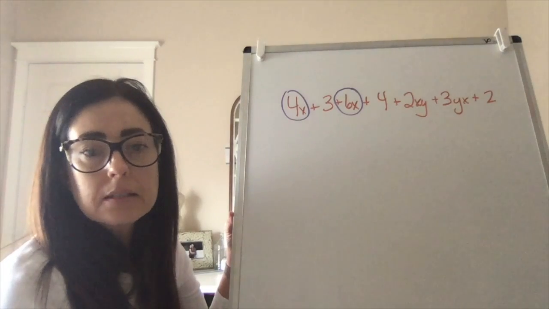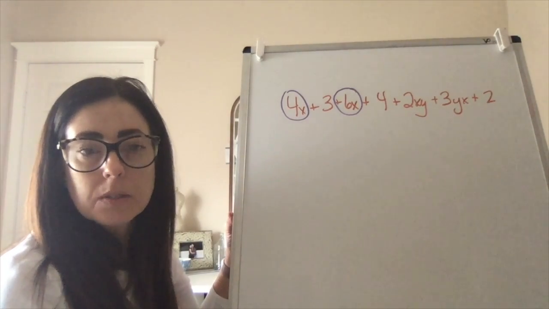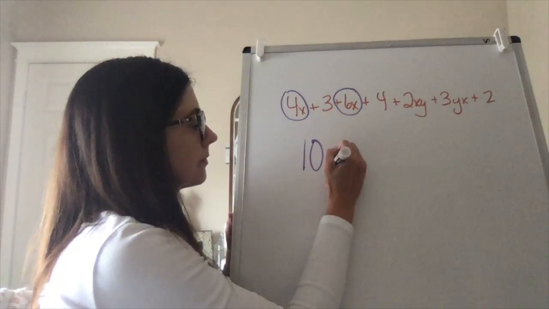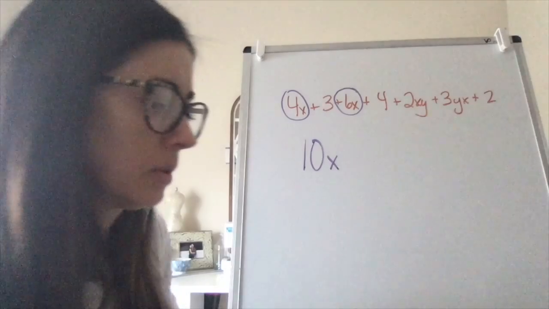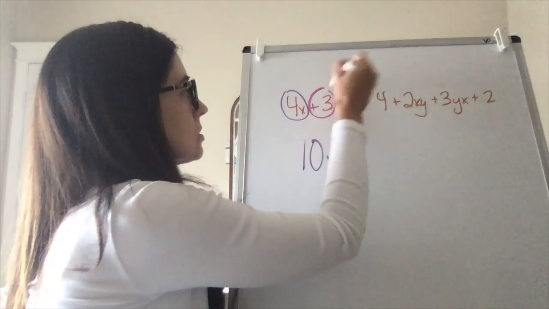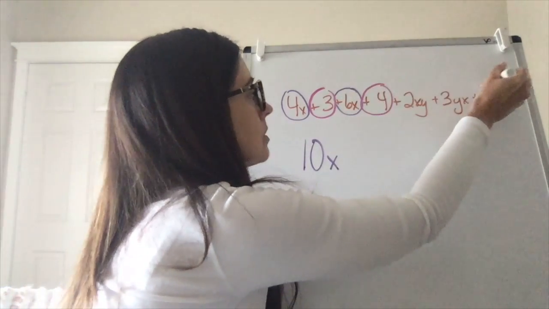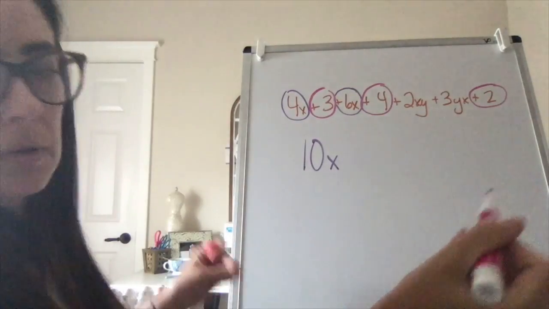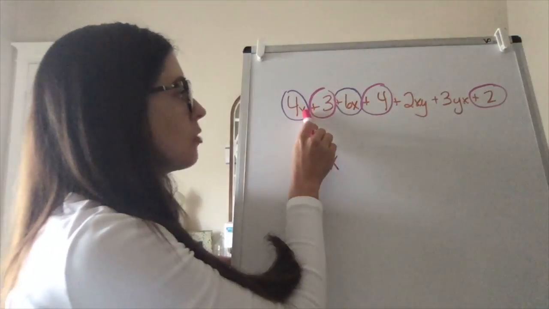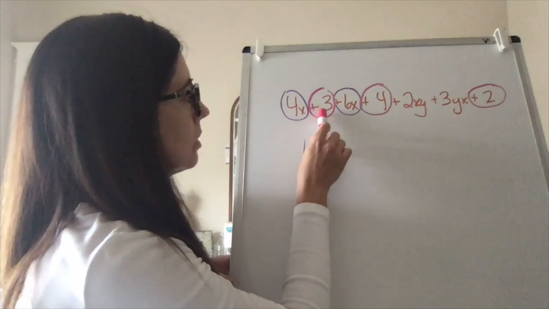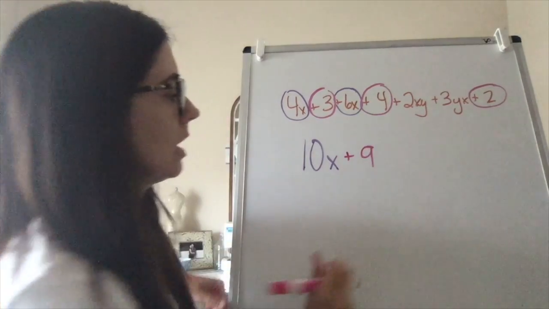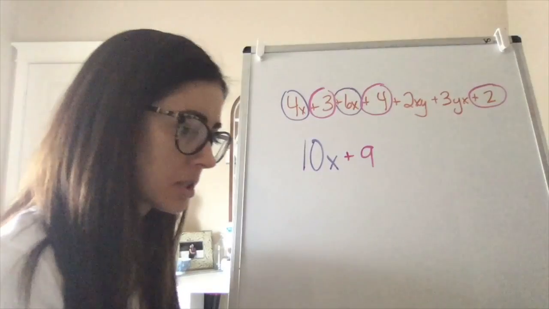So I have 4x's and I have 6x's. And if I were to put those together, I would have 10x's. Okay, now I'm going to look at my next term listed, and it is a whole number of 3. So I'm going to go through and circle all of my whole numbers. Remember that the preceding sign is attached to that number. So I have plus 3, plus 4, and plus 2. So 3 plus 4 is 7, plus 2 is 9. So plus 9.